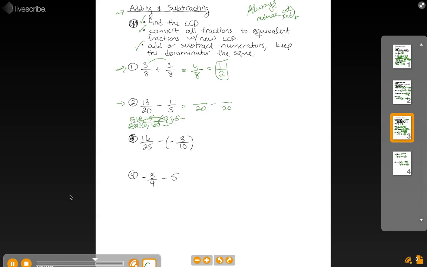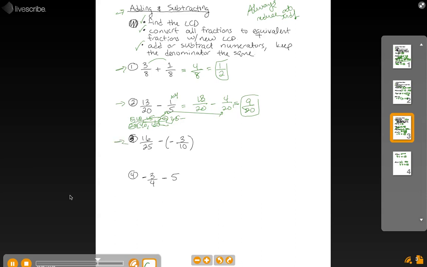Okay, so the first fraction already has an LCD of 20, so that doesn't need to change. What you're going to do to figure out how to convert the second fraction to 20 is say, okay, 20 divided by 5 is 4, so I've got to multiply my top by 4. Okay, then go ahead and subtract. 13 minus 4 is 9. Leave the denominator the same. 9 over 20 does not reduce, so that's the final answer.